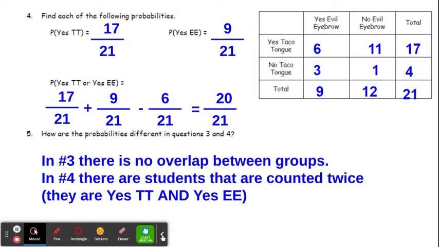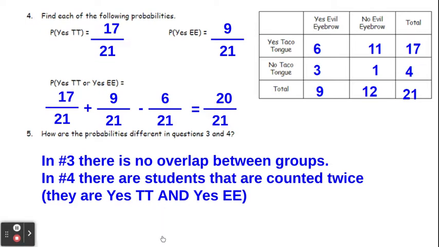Now, what makes question 3 and question 4 different is the fact that in number 3, there is no overlap between groups. Yes, evil eyebrow and no evil eyebrow were 2 totally separate groups. But in number 4, we had an overlap. So we ended up with students that are counted twice. And those are the ones that were yes, taco tongue, and yes, evil eyebrow.